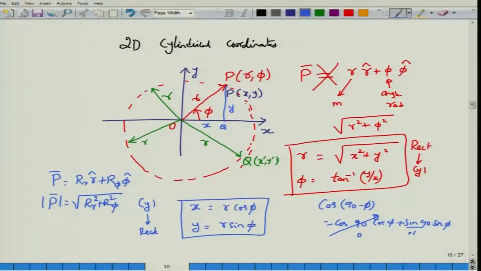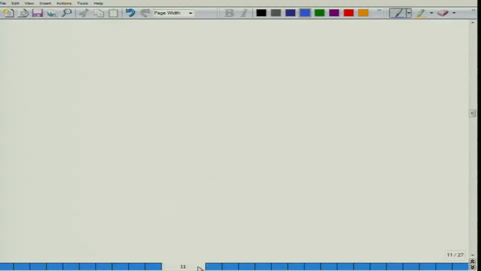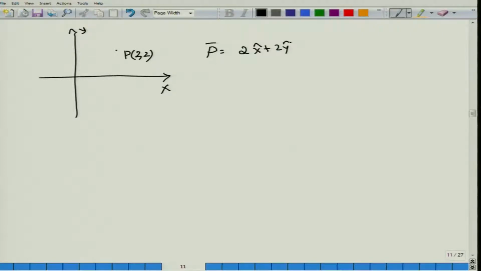But here is something that I want to actually distinguish. Let us go back to the Cartesian coordinate system for simplicity. So I have x and y axes here, and I have a point P which will be, say, given by 2 and 2. What is the position vector for P? The position vector for P is 2x hat plus 2y hat.